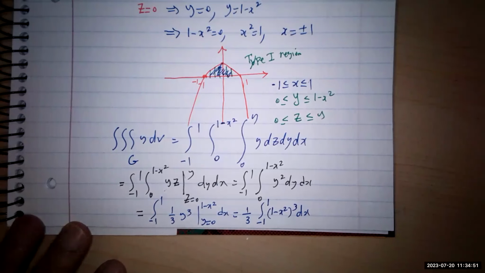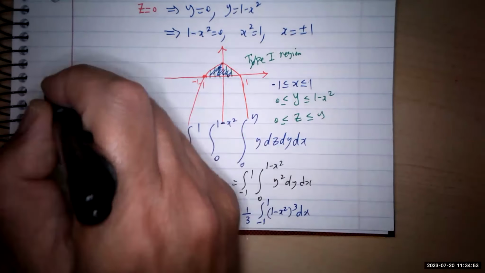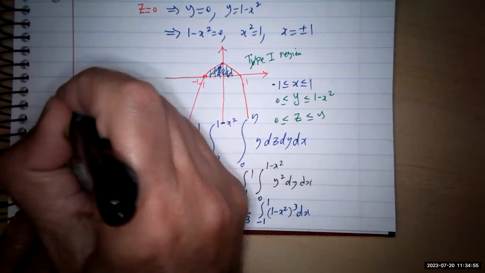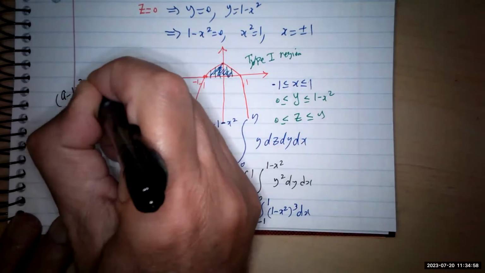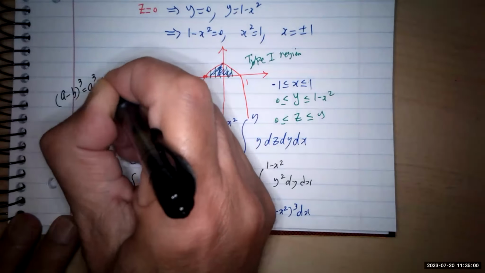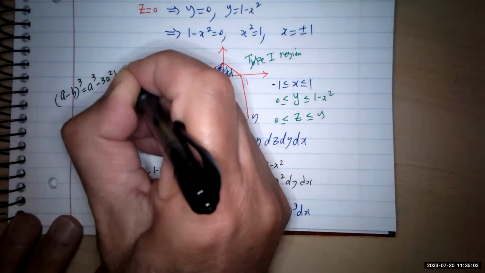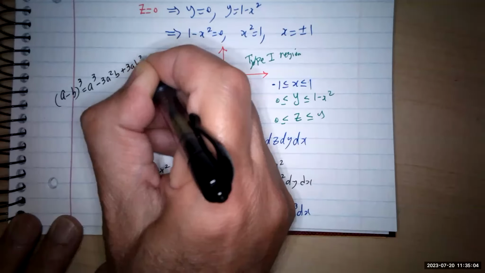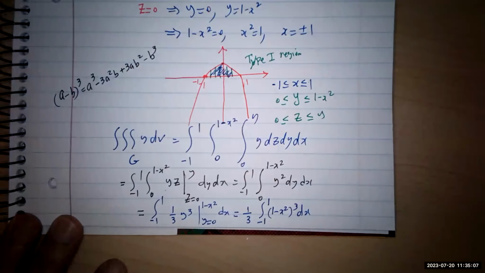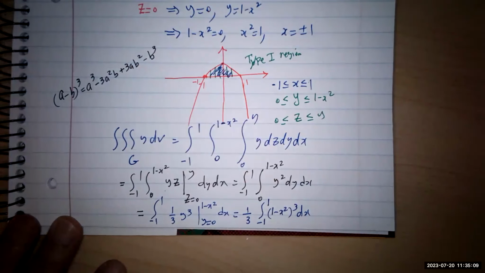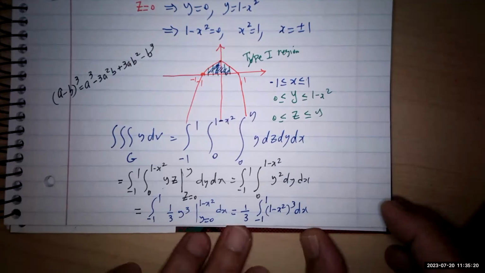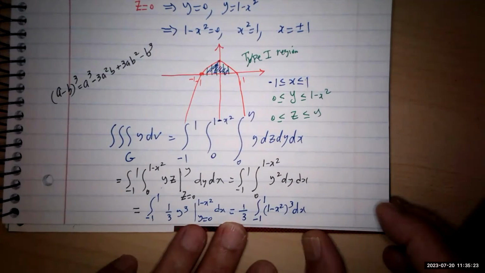Okay, you have to use this identity: a minus b all cubed is going to be a cubed minus 3a squared b plus 3ab squared minus b cubed. That's a cube of the binomial. Otherwise, you can multiply it. You can square it, then multiply by 1 minus x squared if you don't remember that formula. So if you do it, this is going to be the case.